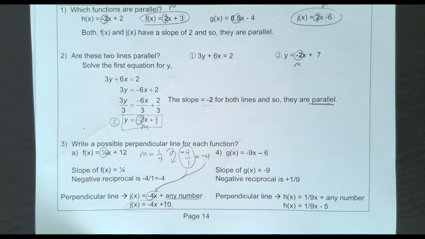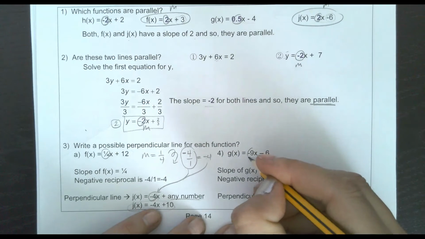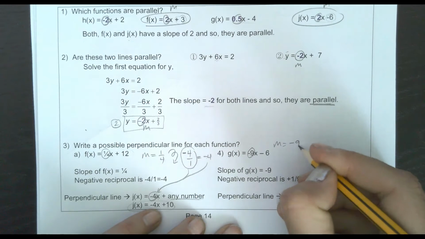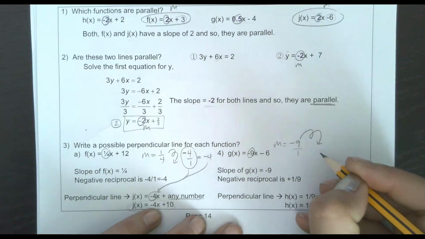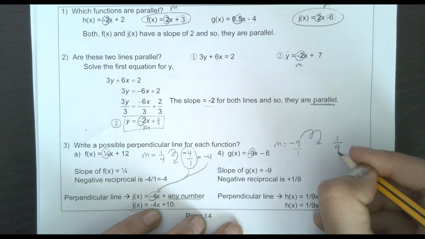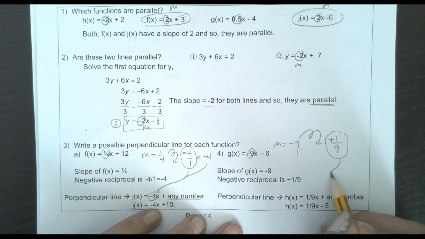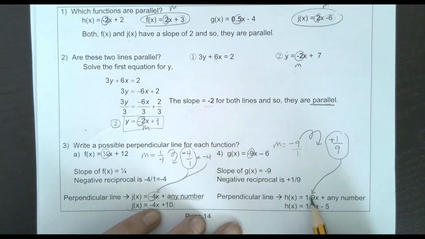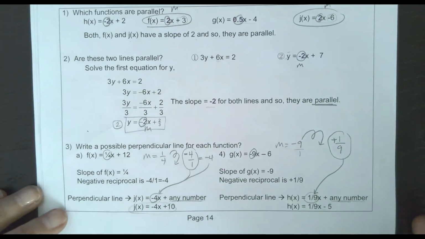Let's do another one. So I have to make another perpendicular line of this. So here's my slope. So I have to do reciprocal. That's really 9 over 1. So the reciprocal is 1 over 9. And if this is minus, this is plus. So this is my slope of my new function. And I put it in front of the x. And then I can have any number here for my y-intercept. So I chose negative 5. Doesn't matter. Okay. Let's look at the next page.